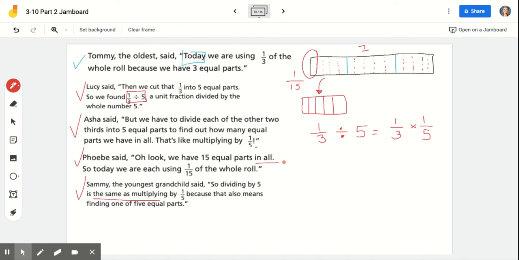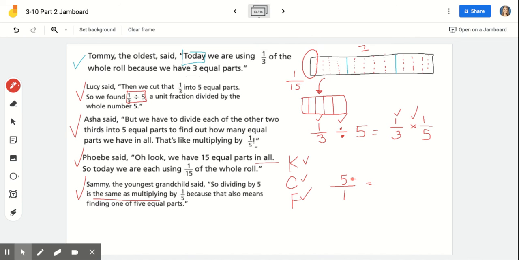Does this go along with the strategy that we were learning about with KCF? It does indeed. Keep the first number the same. The first number is the same. Change the operation from division to multiplication. Yep. Last one is flip the second number. The second number is a whole number, but if I were to write that as a fraction, remember it would be written as 5 ones.